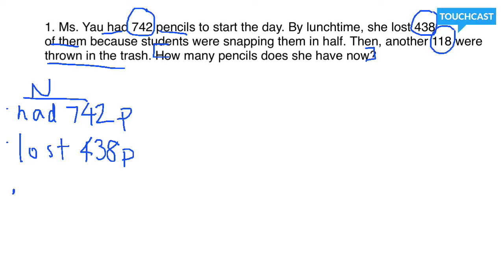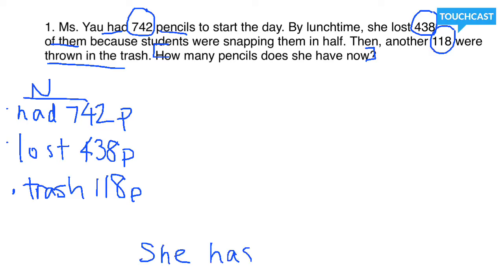Then another 118 were thrown in the trash. Trash is 118 P. So the question is asking me, how many pencils does she have now? She, or Ms. Yao, has blank pencils now. If you can't catch up with me, pause this video and make sure you have your notes and your answer sentence. Alright, now let's go ahead and try to solve this problem. I'm going to let you try it on your own, and then it's going to be my turn to show you. Good luck!